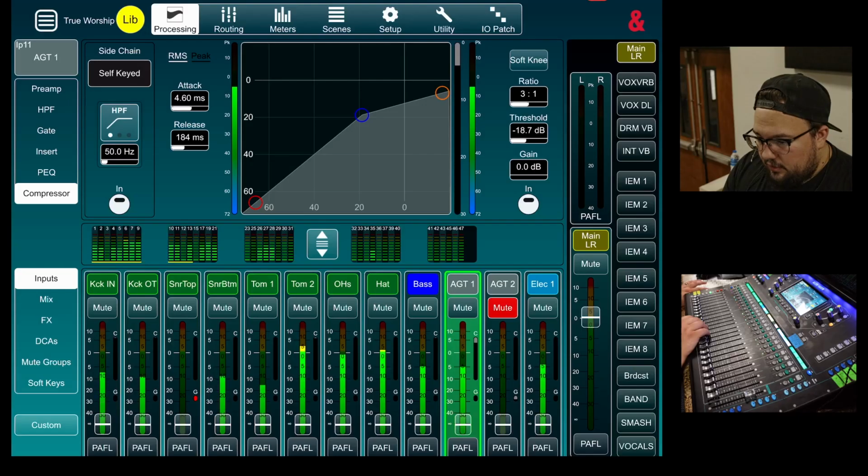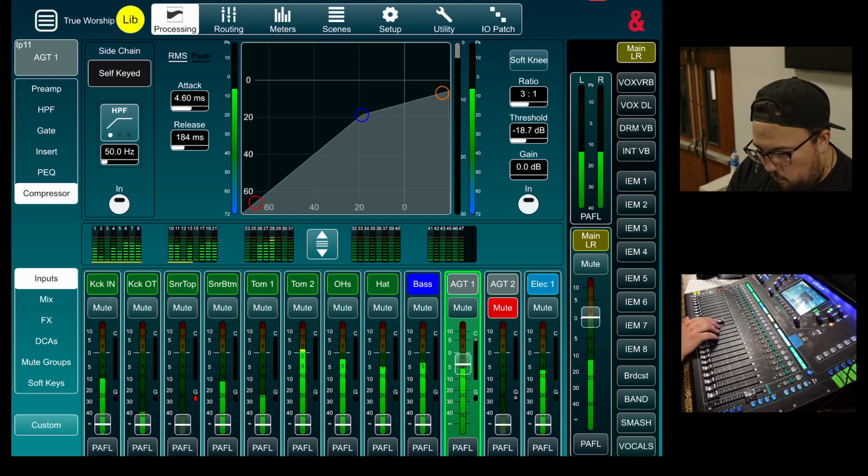So let's actually take a listen to what the compressor can do, and then we'll talk about all the different parts of the compressor and how to work with them. So I've got an acoustic guitar here. Let's take a listen.